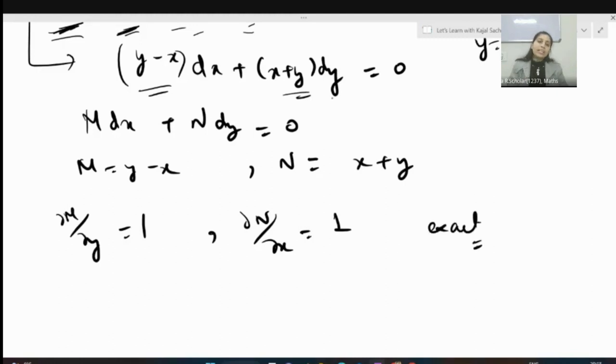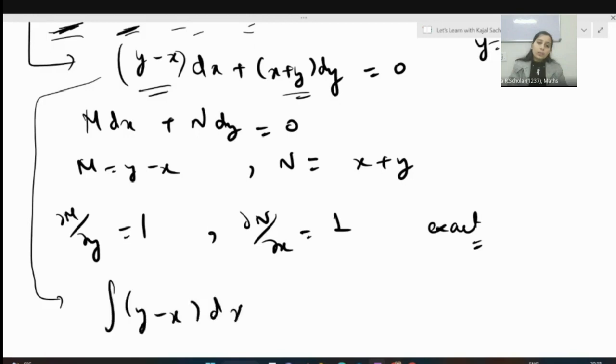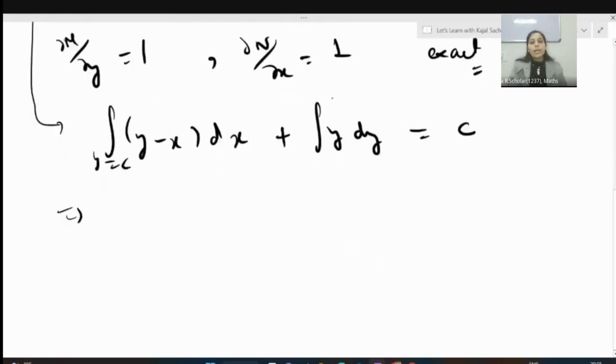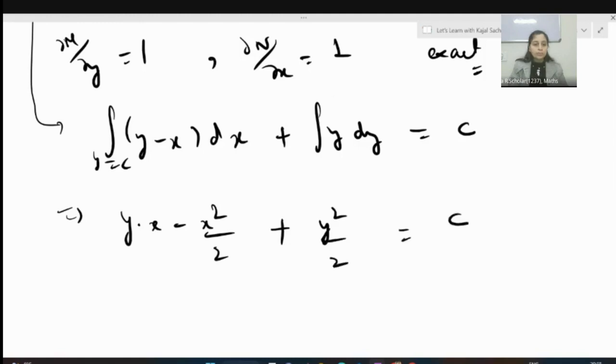Now we can directly write the solution of this equation. Just integrate M with respect to x, keeping y constant, plus the term not containing x, that is, equal to c. So from here, keeping y constant, we get y into x minus x square upon 2 plus y square upon 2 is equal to c. So we get yx minus x square by 2 plus y square by 2 is equal to c.